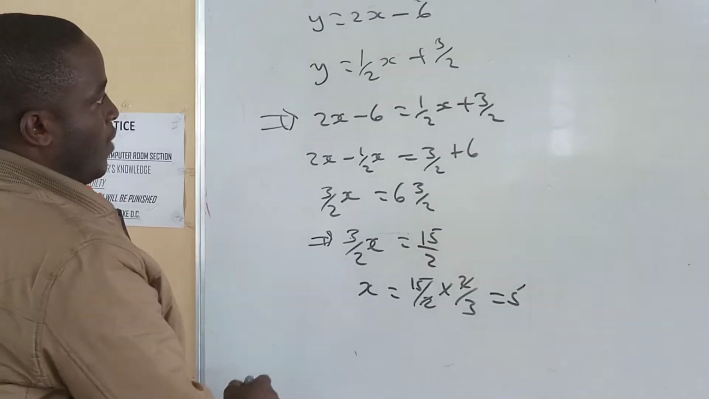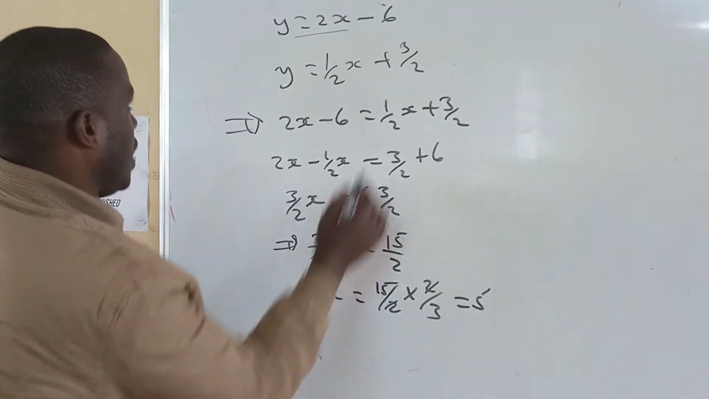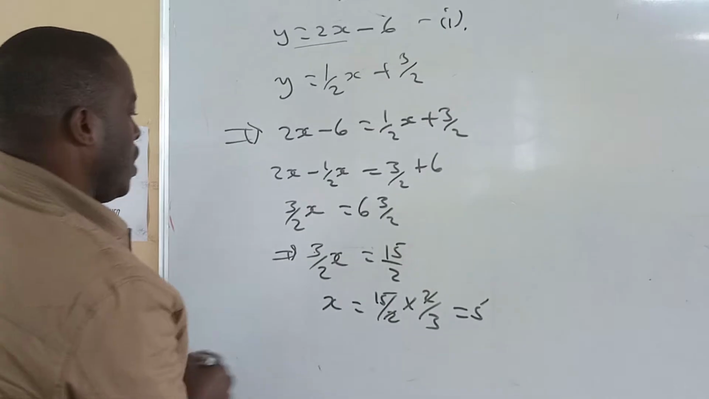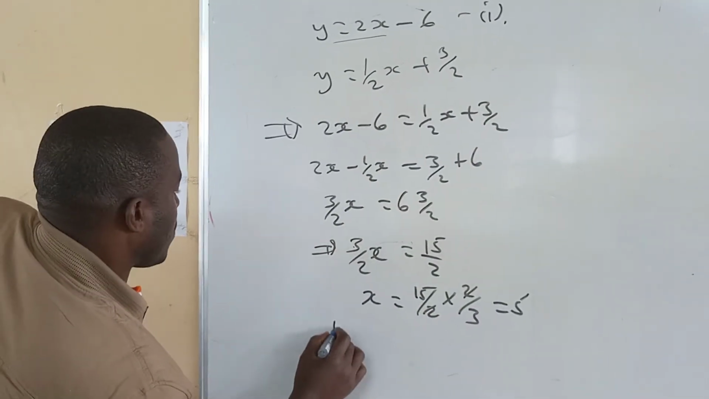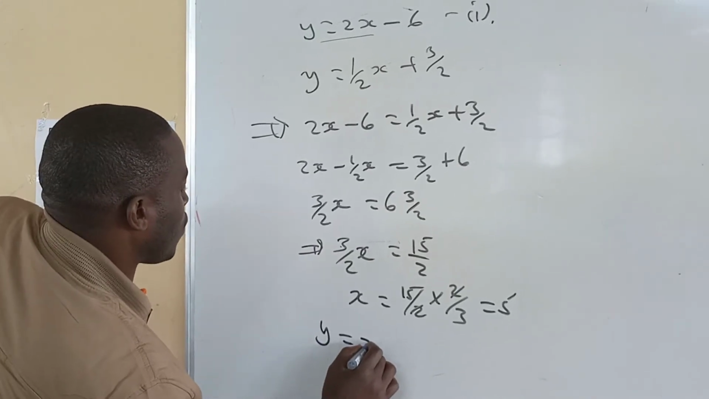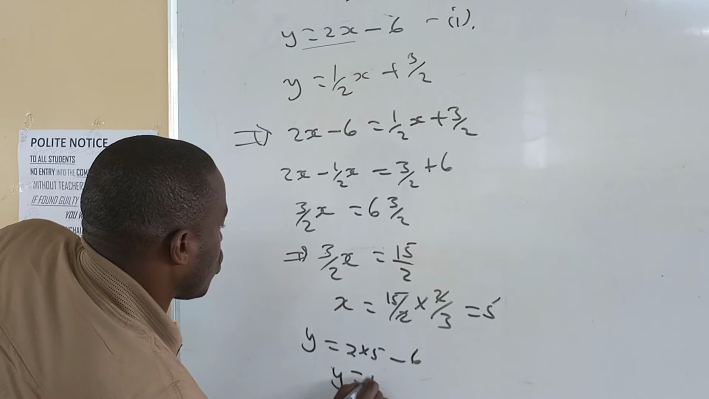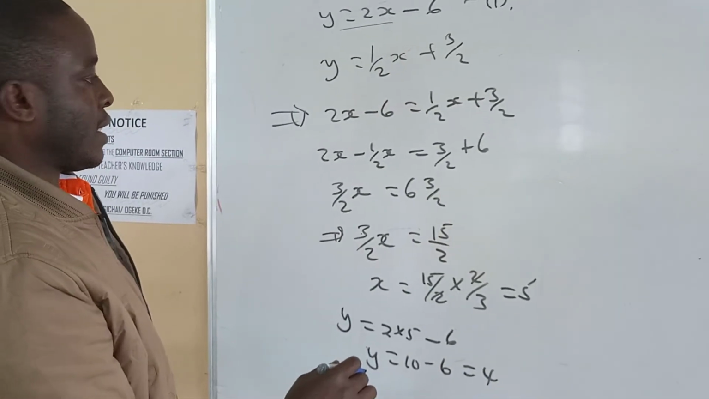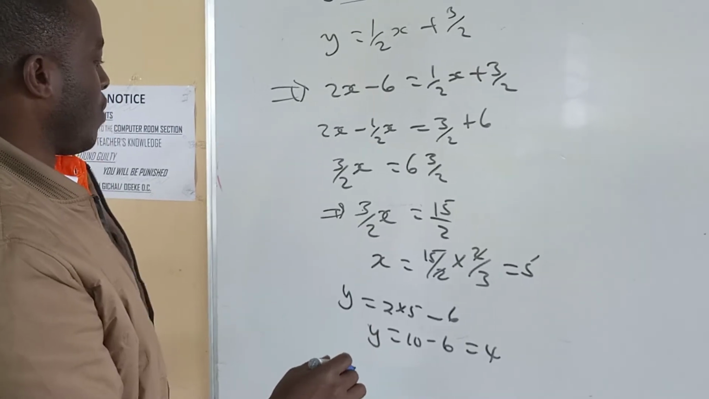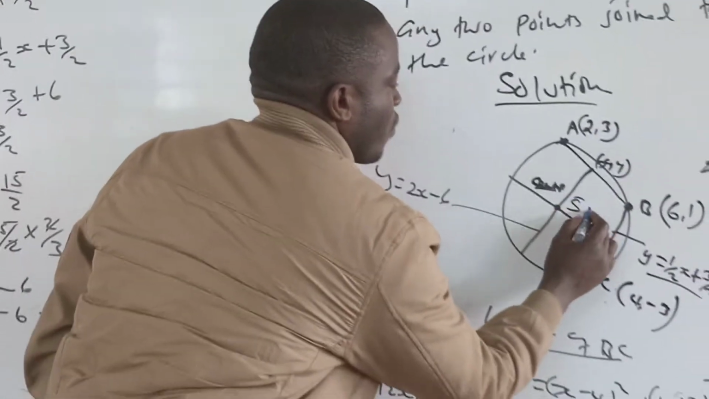So x is 5, and we substitute it in the first equation. If we substitute the value of x as 5, it implies that y equals 2 times 5 minus 6, so y equals 10 minus 6, which is equal to 4. So the center becomes 5, 4.